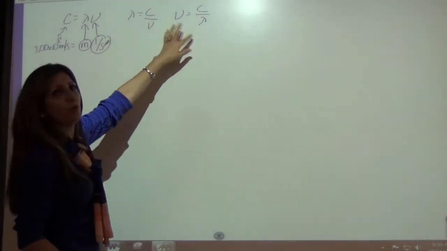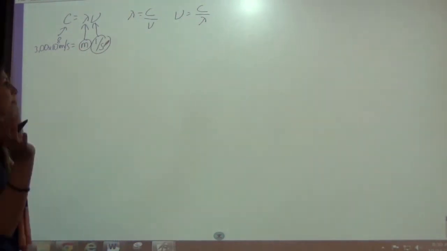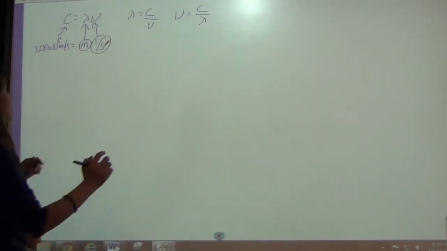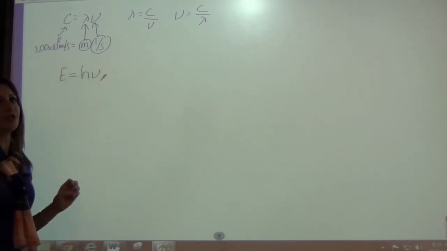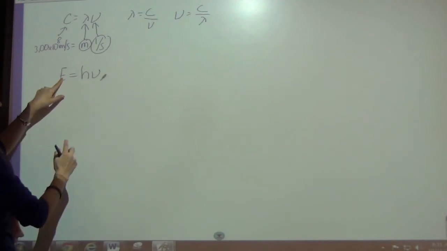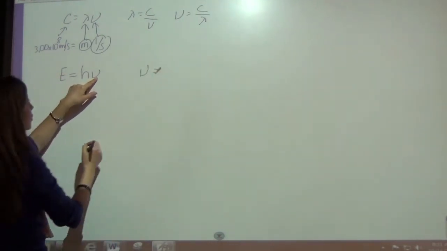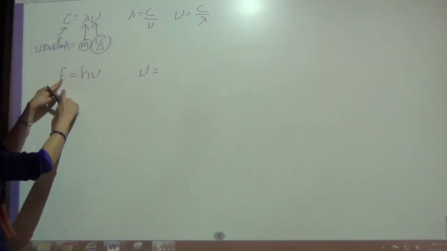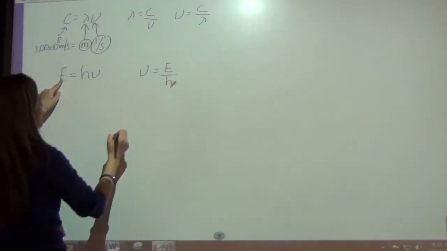And then depending on which version of these that you're using, you can calculate either one depending on what your unknown variable is, okay? The other equation that we said was E equals h nu. And in this case, there are only two versions of this. Either you're solving for E or you're solving for nu. And if you're solving for nu, you would have to divide by h on both sides, so nu is equal to E over h, okay?